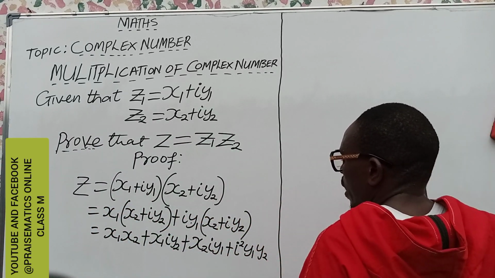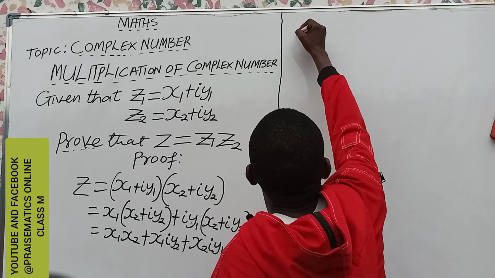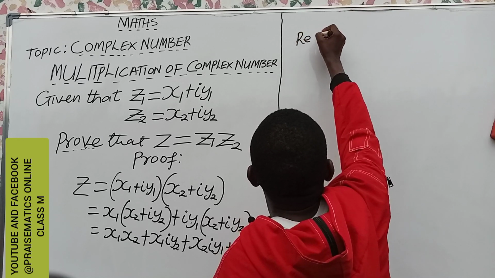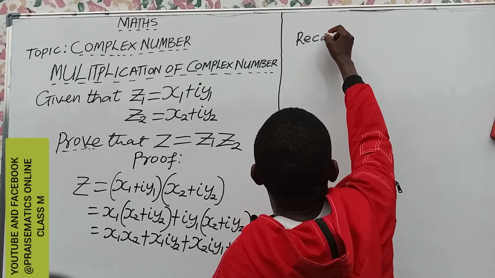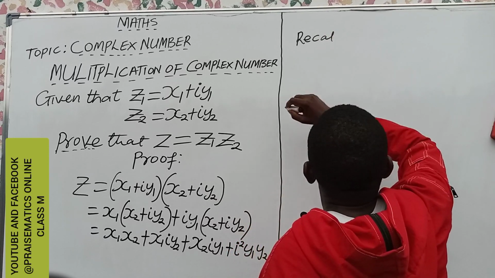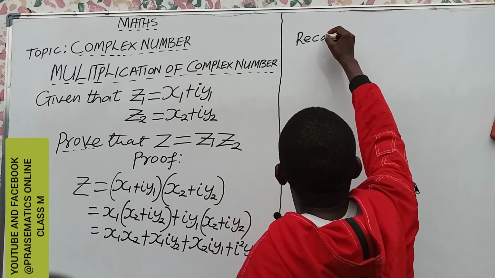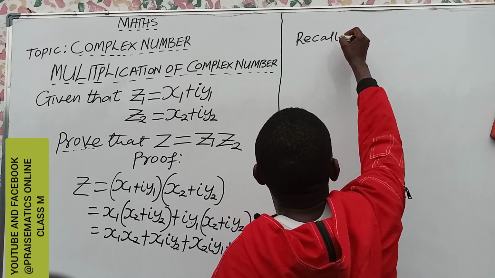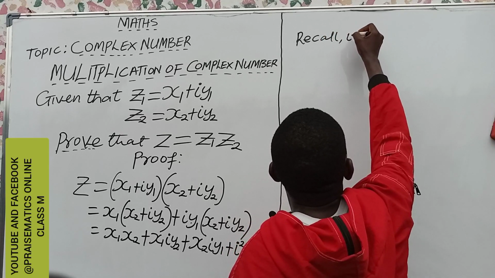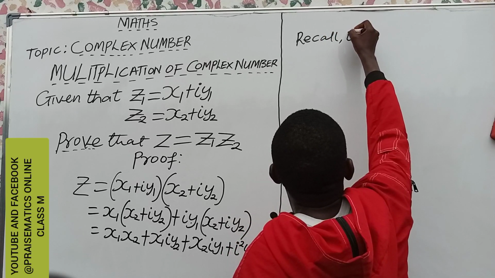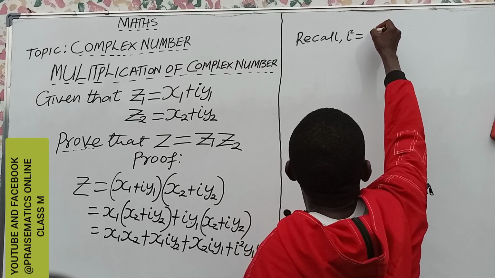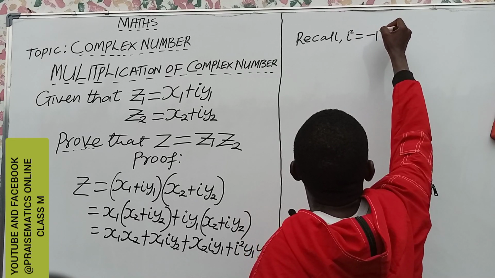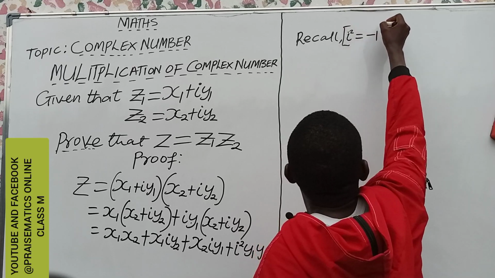Okay, let's collect like terms. Always recall from the concept of complex numbers, recall that i squared is equal to minus 1. So you always remember this.